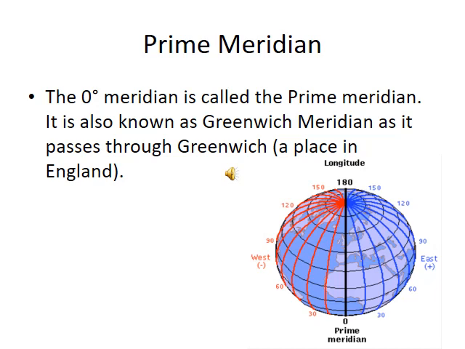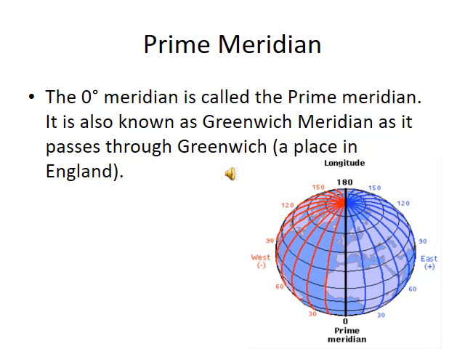The fifth important term to know and understand in terms of reading maps is the prime meridian. The prime meridian is a longitude. Remember, I told you longitudes are long lines that start all the way from the North Pole all the way down to the South Pole. These are long, longitudinal, vertical lines.